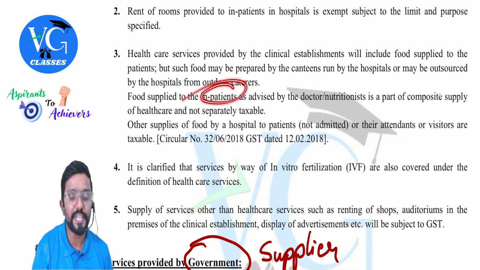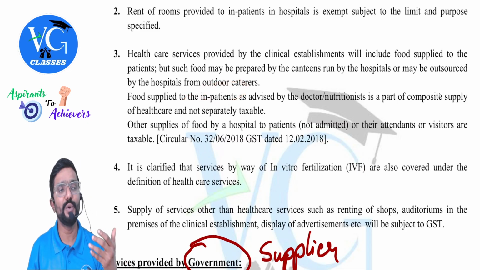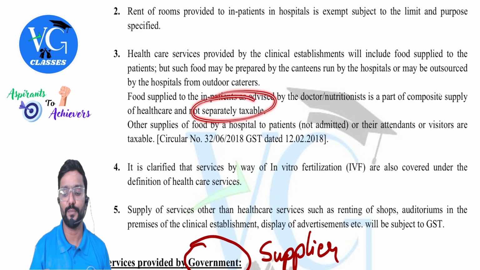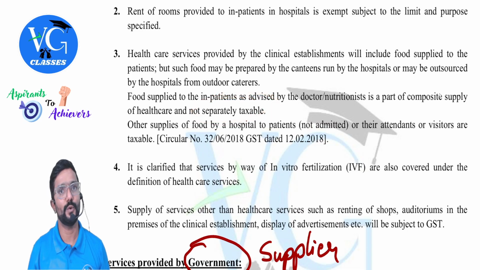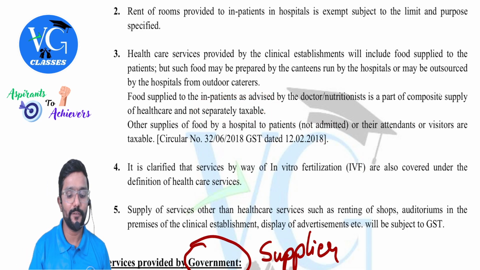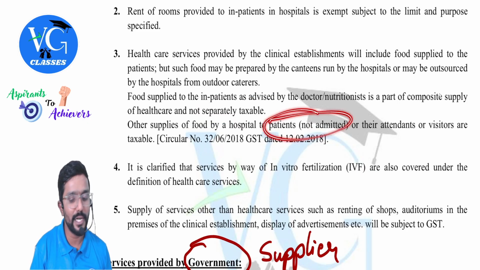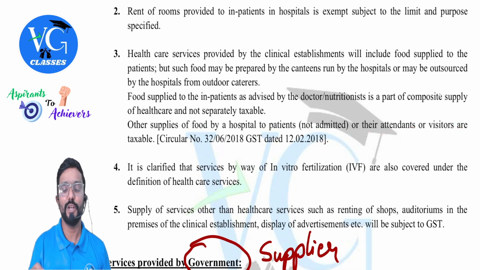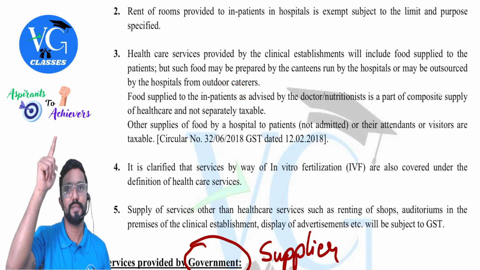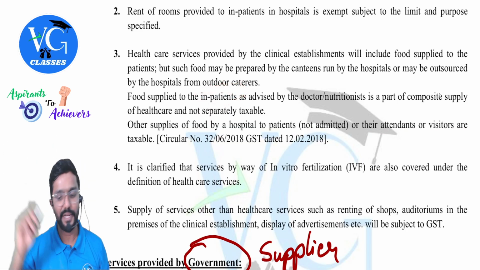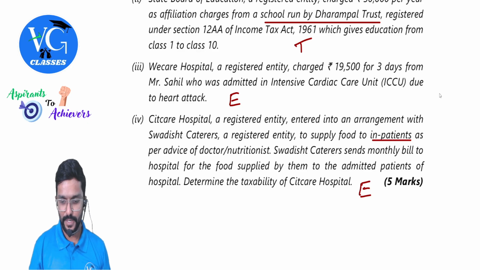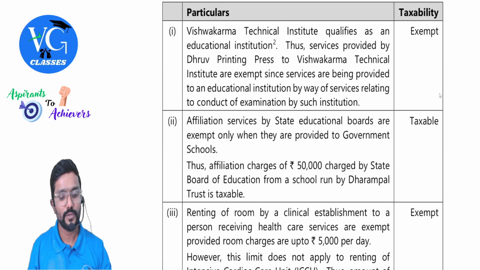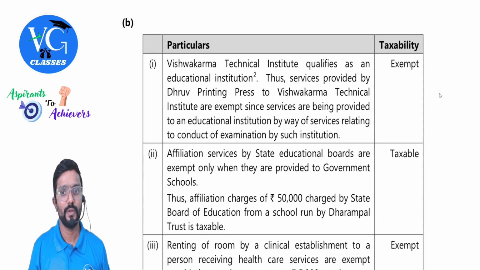Food supplied to inpatient as advised by the doctor or nutritionist is a part of composite supply of healthcare and not separately taxable. Is it taxable, sir? No, it is exempt. Sir, what if food is supplied to patients who are not admitted or for the attendants or visitors? Is that taxable? Yes. Only food supplied to inpatient is exempt. Inpatients are the patients who are admitted there. Okay, so this is exempt. Fine. So this is the answer. Exempt, taxable. But please give the reasons also.